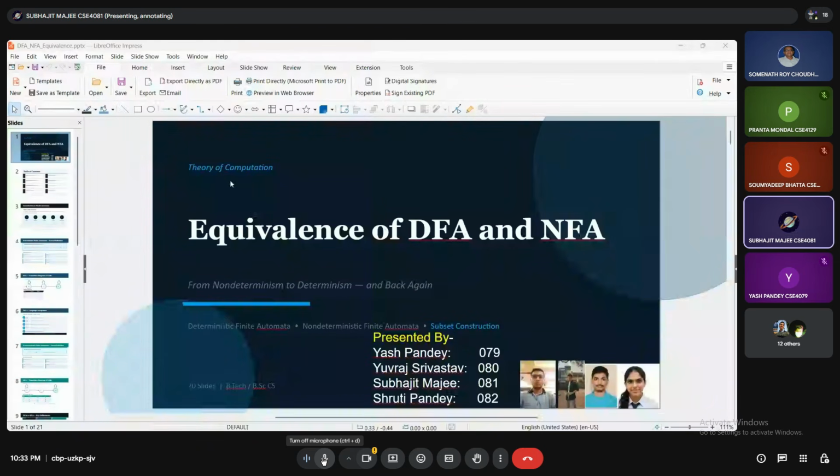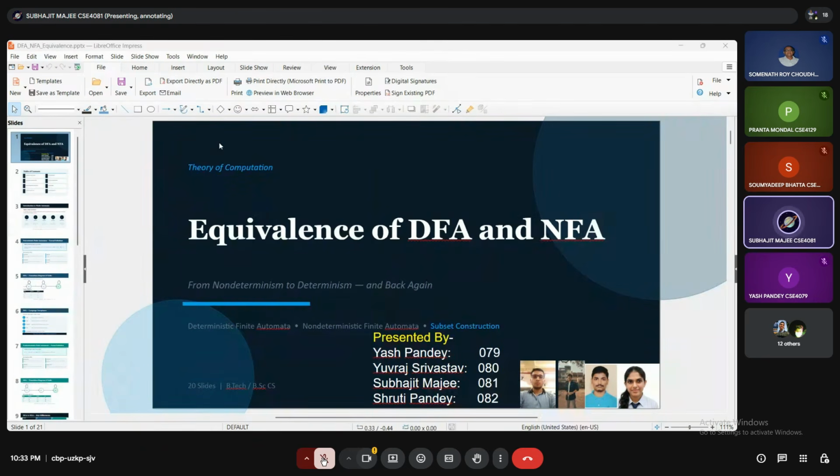Shubhajit, yes, please sir. Make it presentable mode, not page by page mode. Make it presentable. Okay, F5, yeah. Okay, start from the beginning, yes.